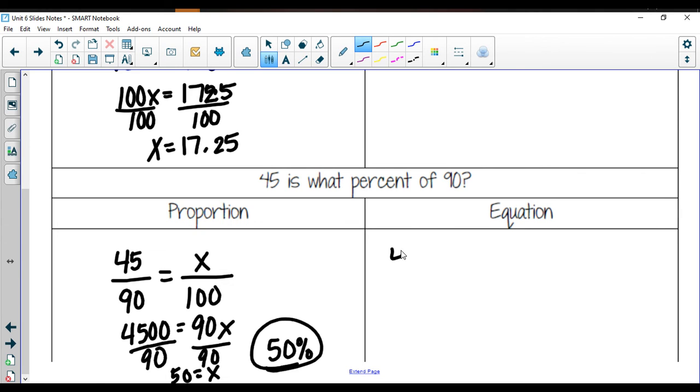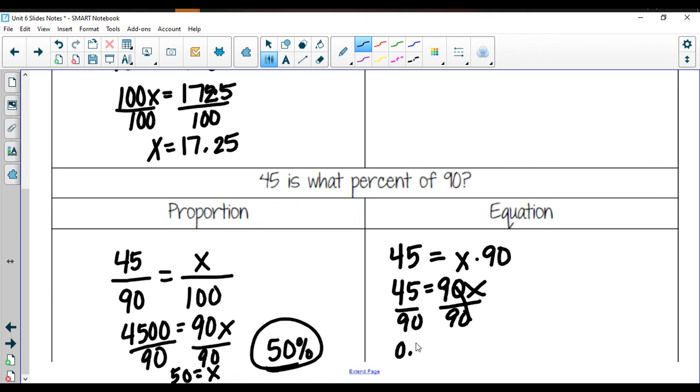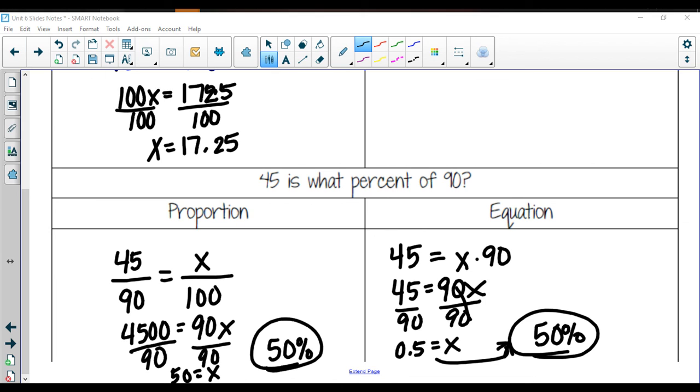For our equation, we have 45 is what percent of 90? So I'm going to rewrite this, 45 equals 90x, and divide through by 90 on both sides. And we get 0.5 equals x. This is where the equation is a little tricky. We have to remember this is the decimal version, so we need to move this over, and we get 50% then. So those are just three examples showing you the difference between the proportion method versus the equation method.